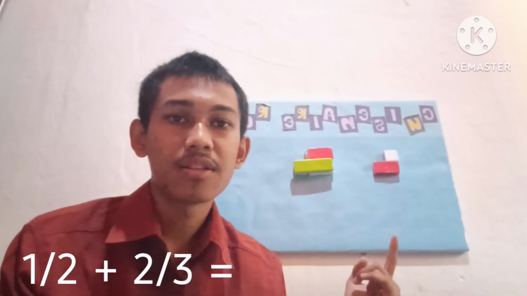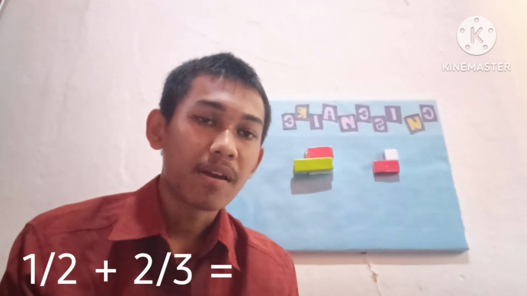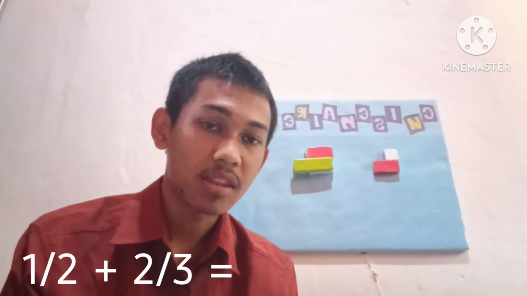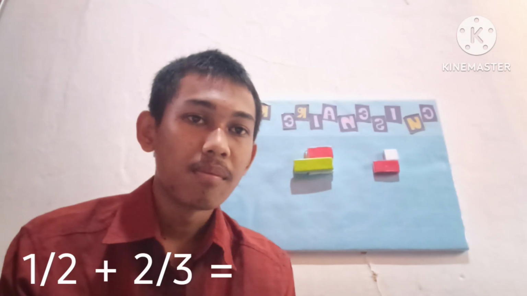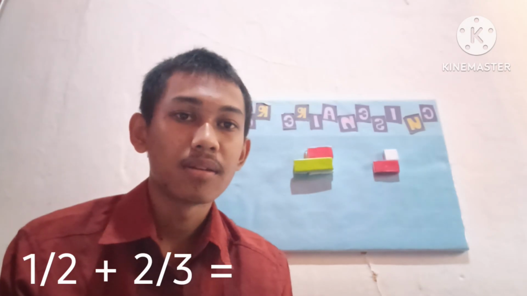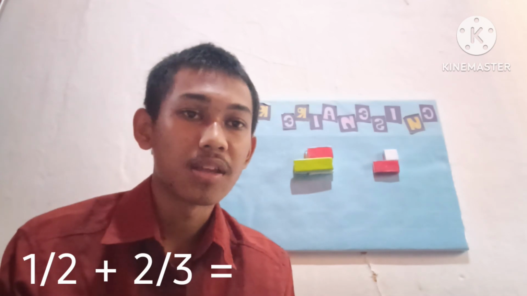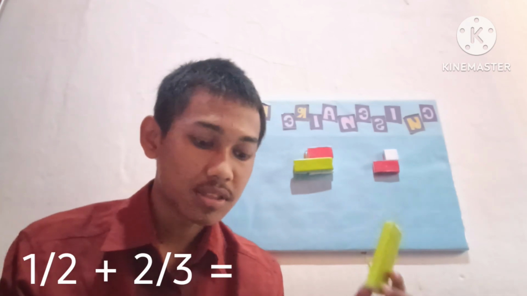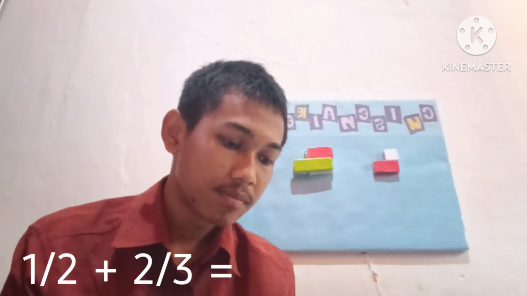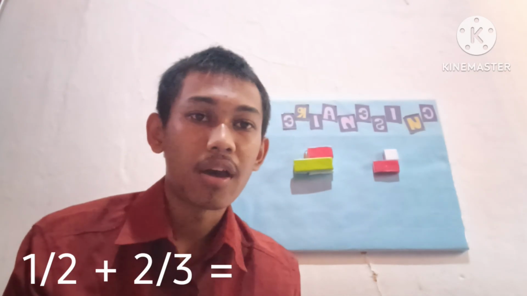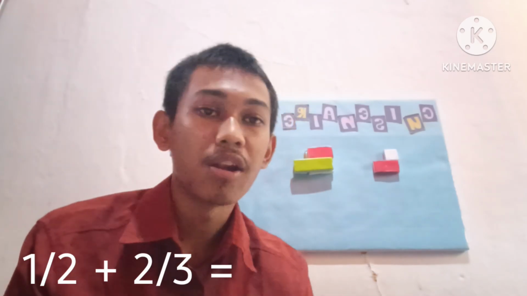To add these fractions, we need to find the least common multiple, or the rod that can be represented by light green rods and red rods. Let's do trial and error. Maybe for the first rod I will use the yellow rod.